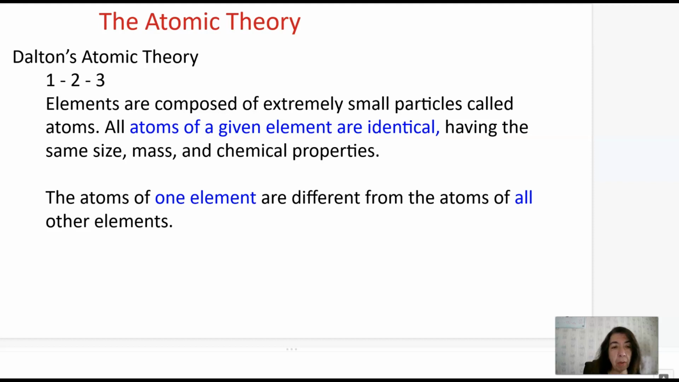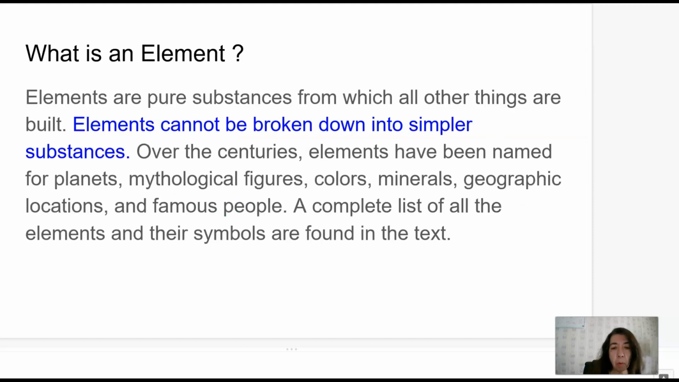So the first three together really explain that elements are composed of extremely small particles called atoms. All atoms of a given element are identical. They all have the same size, the same mass, and the same chemical properties. The atoms of one element are different from atoms of all other elements, so they are unique. But let's say, what is an element?